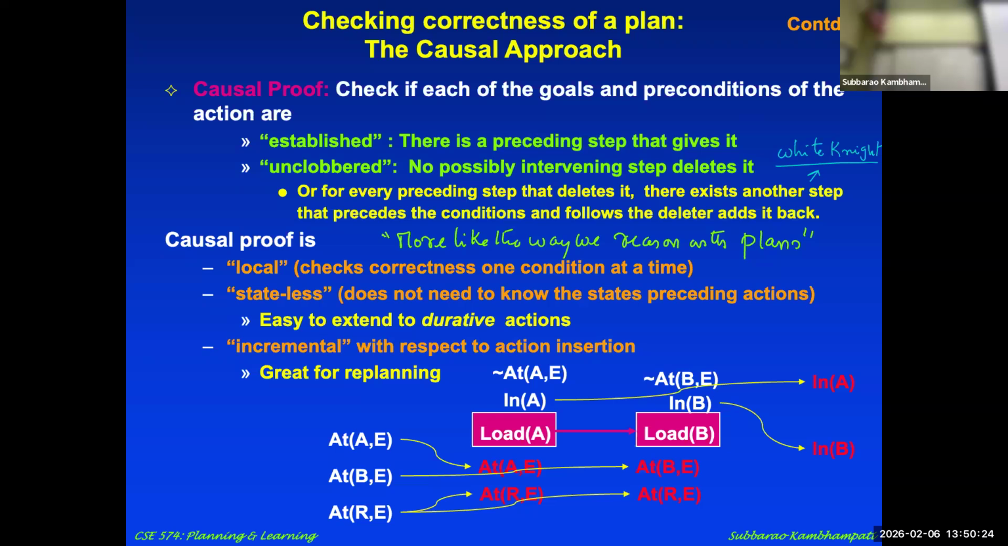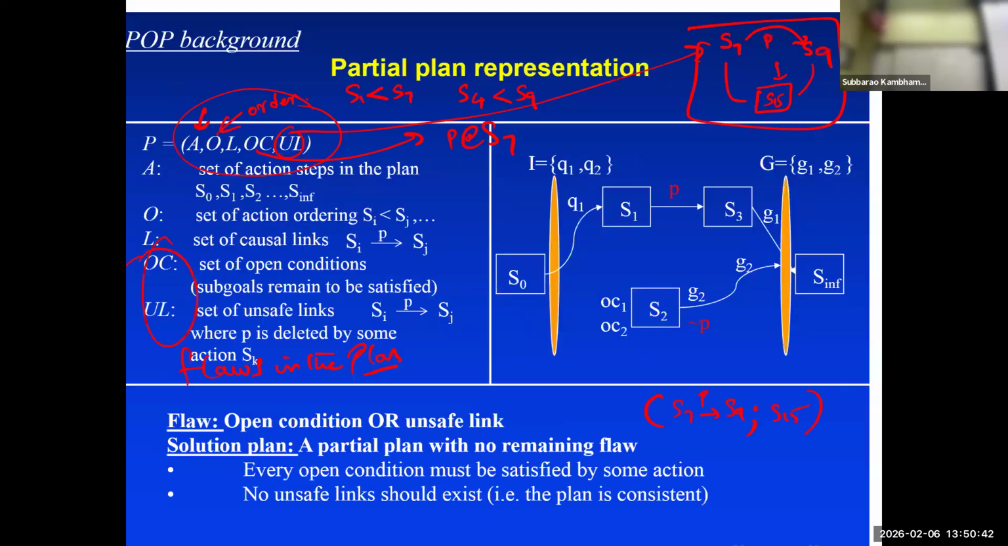Now, it's not enough to make sure that there is somebody giving everything. That commitment essentially must not be violated by anybody else. So one of the worries here is that load A is giving in A to the goal state. In plan space planning, it is useful to think in terms of S0, which is step 0. You no longer talk about actions, you talk about step 0, and S infinity, which is the very end step.